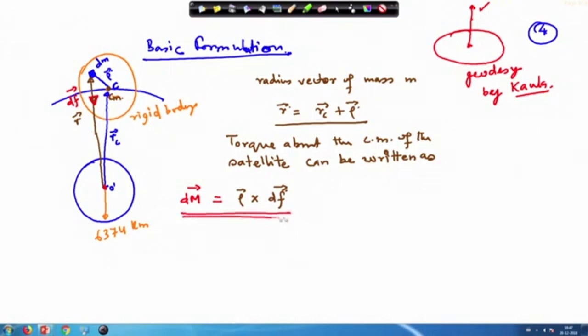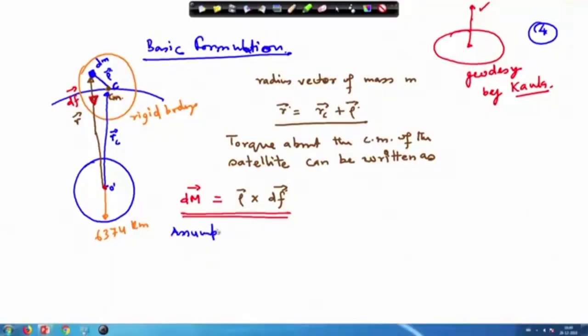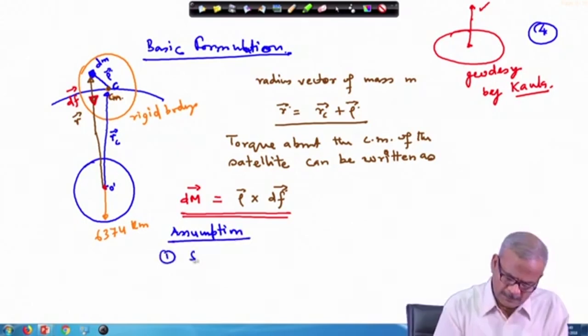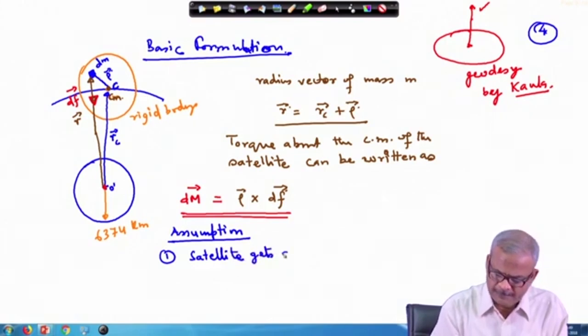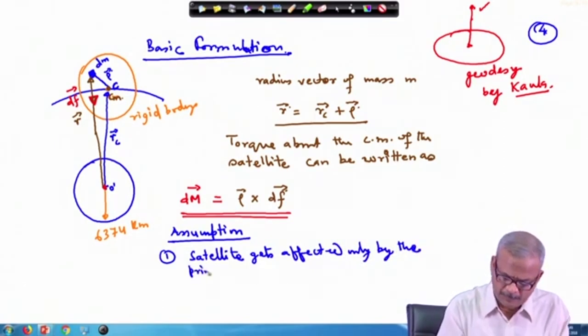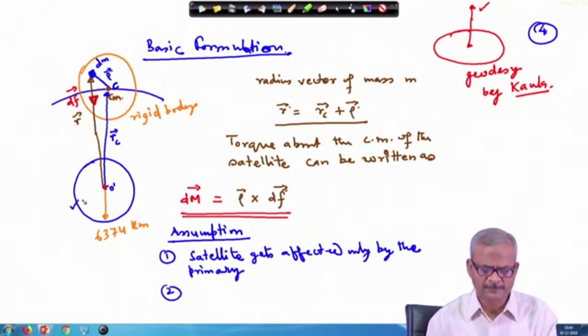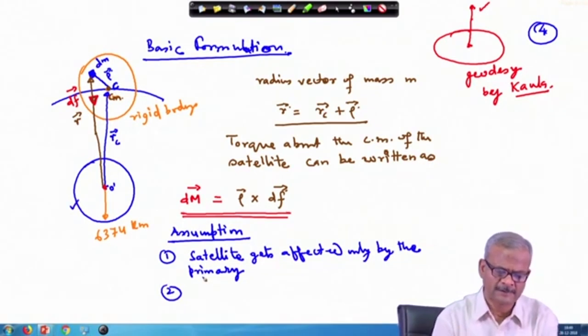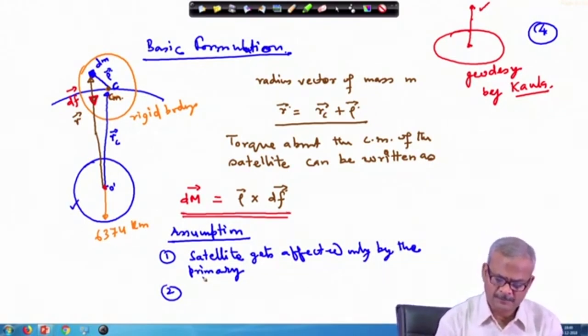So, this is our basic equation, and what are the assumptions we are going to make here? We need to make certain assumptions. That is, the satellite gets affected only by the primary. Primary means, in this case, the Earth. There is a moon also, but we will not take the moon into consideration, and the sun is also present.